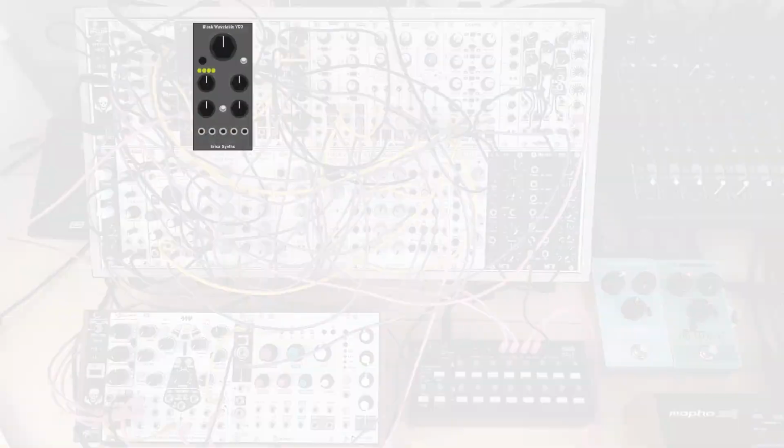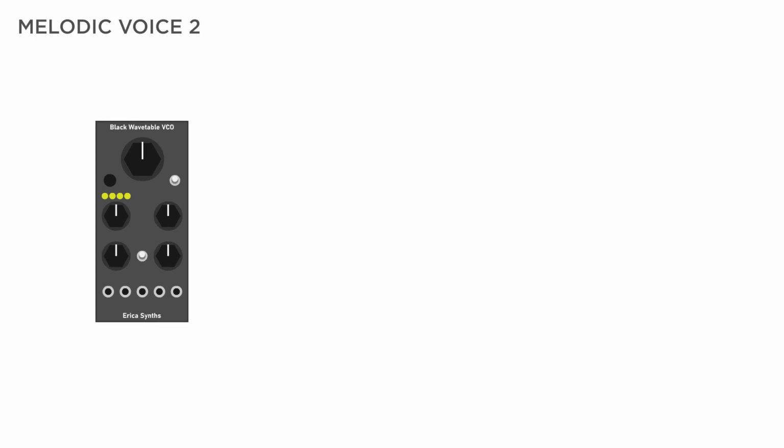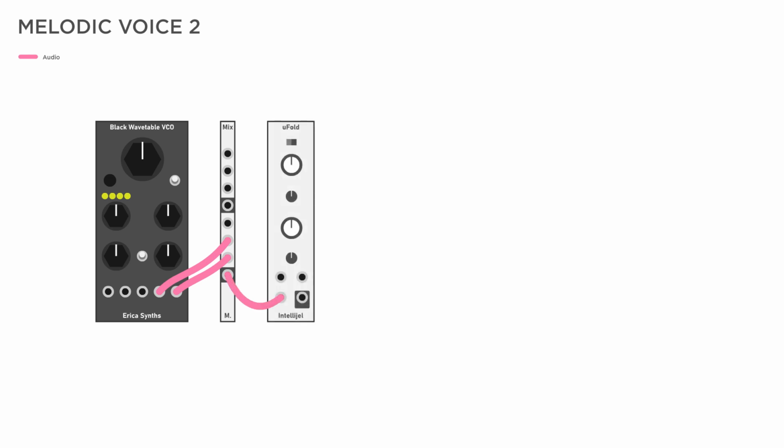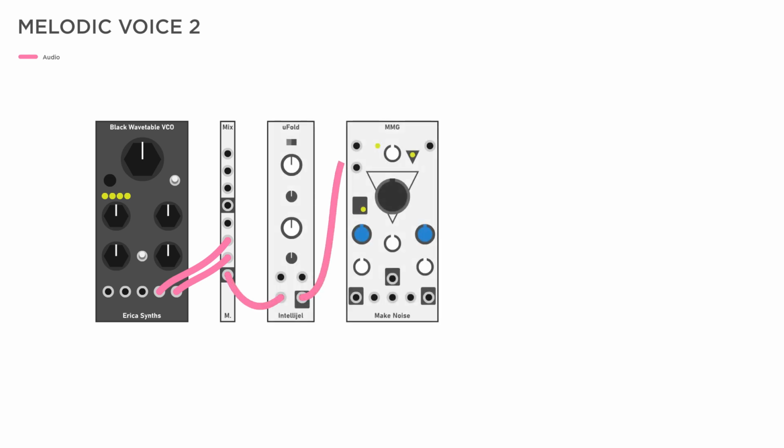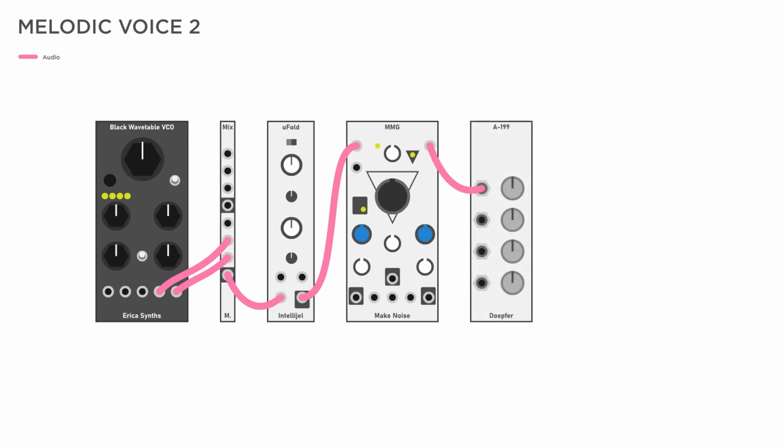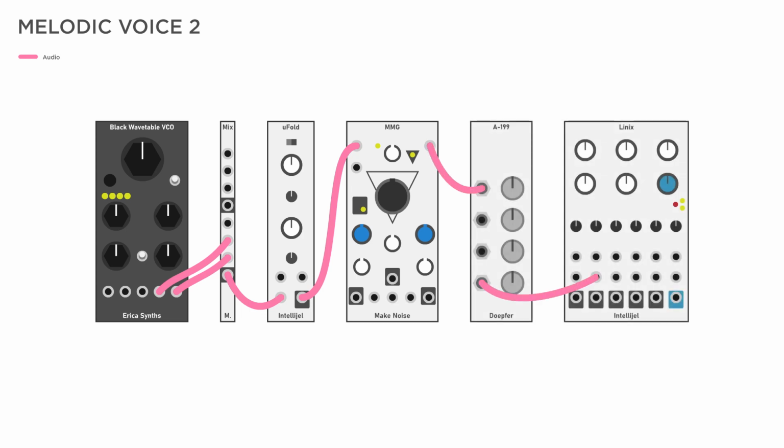The structure of the second melodic voice is very similar to the first one, so I will go over it a little bit faster. Here the audio chain starts with the main and sub-outputs from the Erica Synths Black Wavetable oscillator. I mix them together with the Malekko Unity mixer, feed the results into the Intellijel Microfold wave folder, then the Make Noise Multimode Gate, then the Doepfer spring reverb, and finally the Linux VCA. From there again to the Unity mixer, and then the outboard mixer.